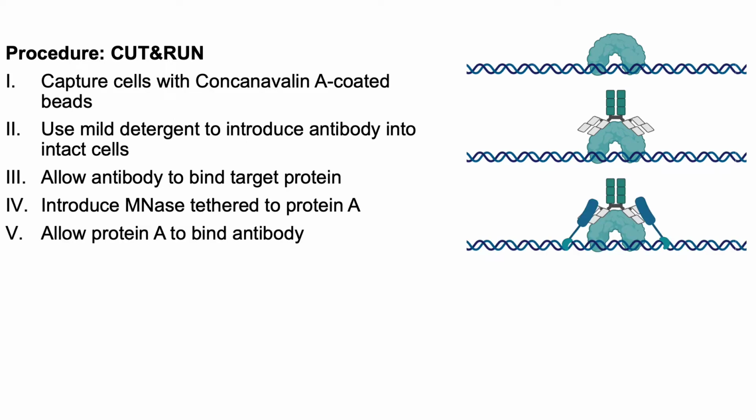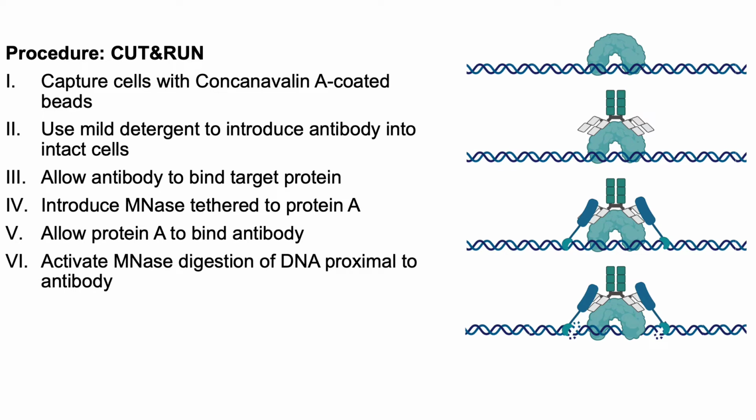of interest. After antibody binding, micrococcal nuclease tagged with either protein A or protein A and protein G is introduced into the cells. The protein A or protein AG tag binds the antibody introduced in the previous step. This allows recruitment of the micrococcal nuclease enzyme specifically to the protein target of interest.